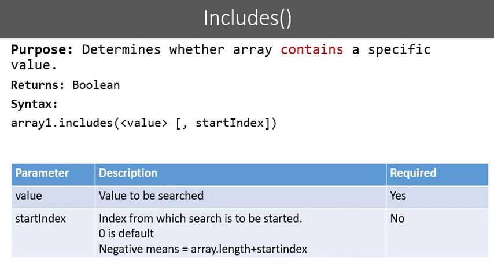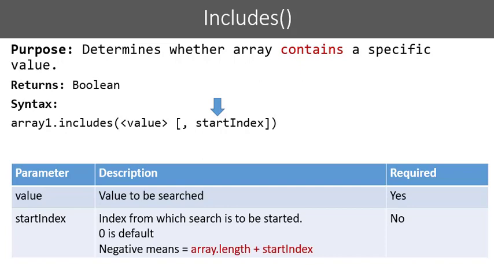Includes is another instance method. It determines whether an array contains a specific value or not. It returns true if the value exists, otherwise it returns false. It accepts two parameters. The first parameter is the value to be searched and it is a required parameter. The second parameter is the index from which the value is to be searched. This is an optional parameter and it defaults to 0.